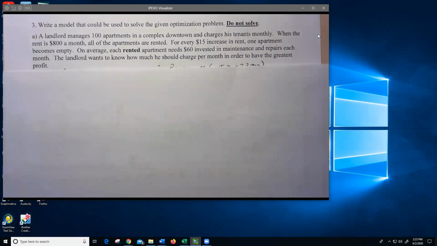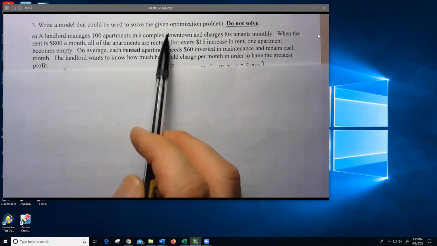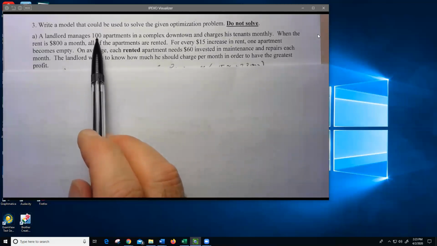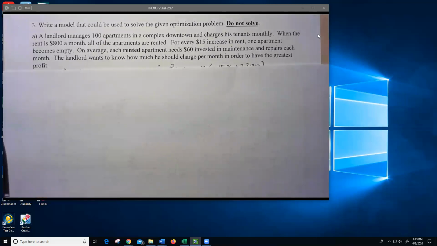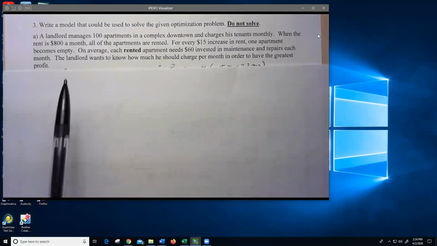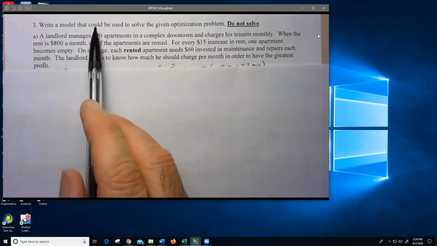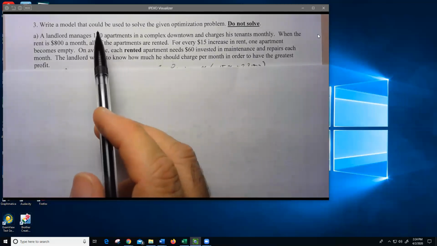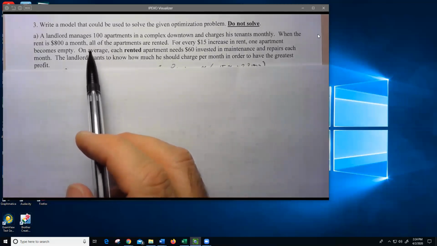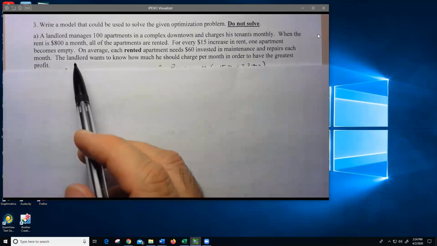All right. So here, one thing you notice, it says a landlord manages 100 apartments in a complex. So this is where you have to be careful, because you know that your answer cannot be greater than 100. That's going to be one of the constraints on your variable. I'm going to make x the number of units, and it can't be over 100. And of course, you can't rent out less than 0 apartments. So right off the bat, I can see that my domain should be from 0 to 100 inclusive.